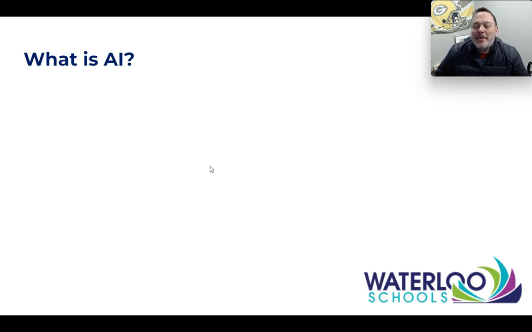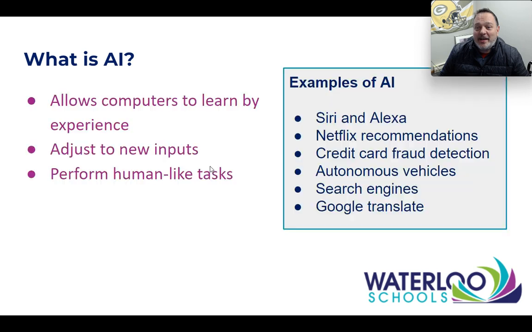Okay, my friends, let's talk about AI, artificial intelligence. We've been hearing a lot about it lately. It's something where computers learn by experience. They adjust, the computer learns from new inputs and performs human-like tasks. Examples of AI are Siri, Alexa, Netflix recommendations. Some of these AIs have been around a long time, even though we're hearing a lot about a particular kind of AI recently in the headlines. This has been in the works for many, many years.